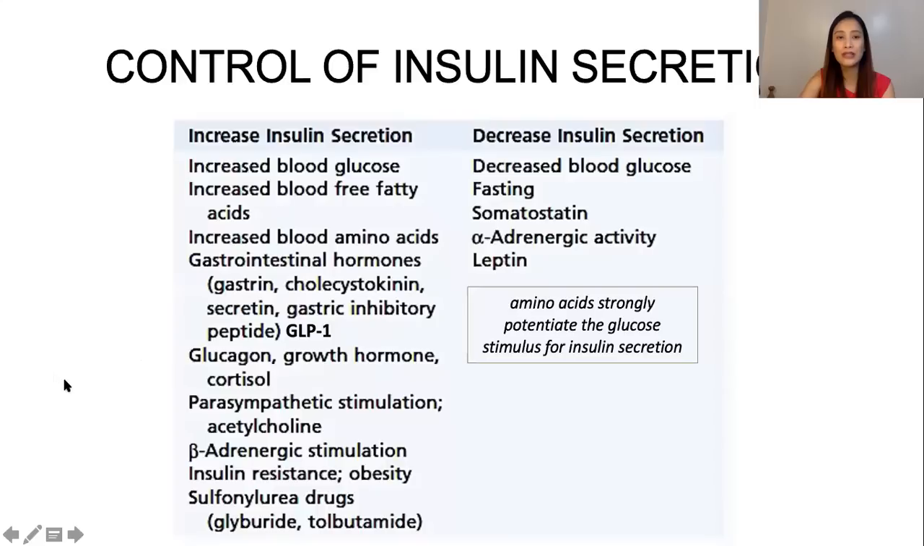So what are the things that increase insulin secretion? All of these factors. And what are the factors that decrease insulin secretion? If your blood glucose is already very low, you don't want to promote further reduction of blood glucose, so you want to suppress insulin secretion. Fasting, again somatostatin, alpha adrenergic activity, and leptin. Amino acids strongly potentiate the glucose stimulus for insulin secretion.